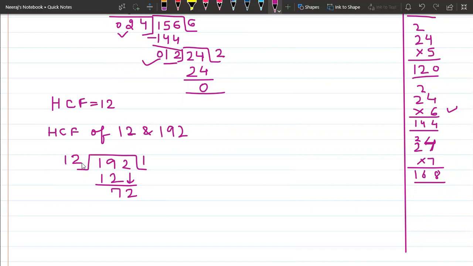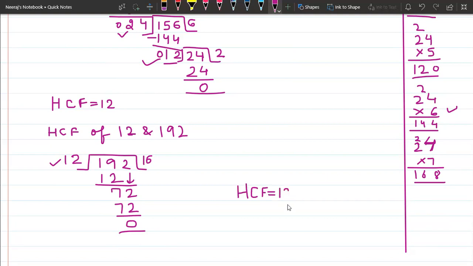So it will be 12 6s are 72, and it is completely divisible, and the remainder is coming 0, so no need to divide further. So here the final HCF of 12 and 192 is 12. So we will write the answer: our HCF is equal to 12.